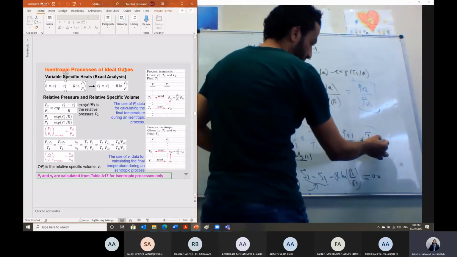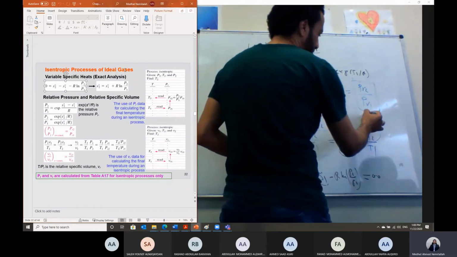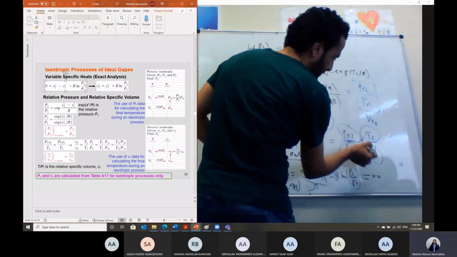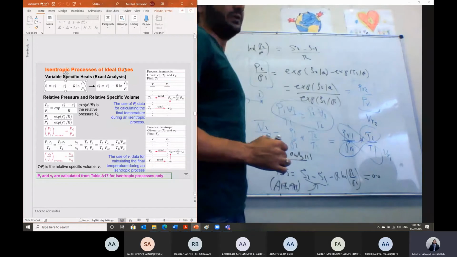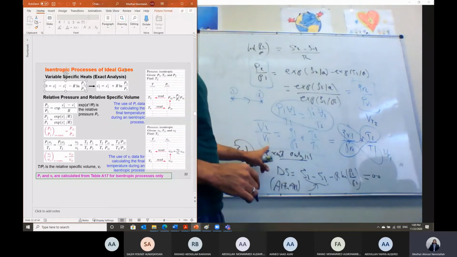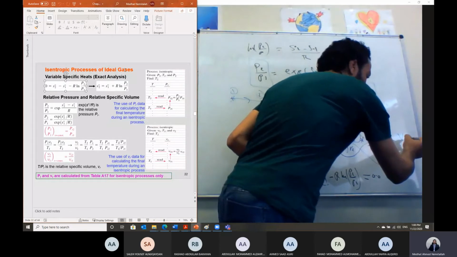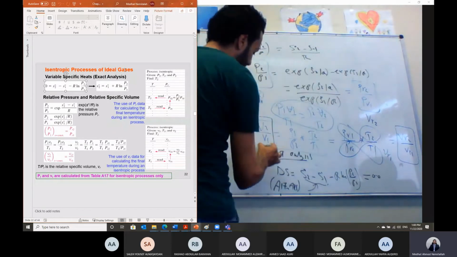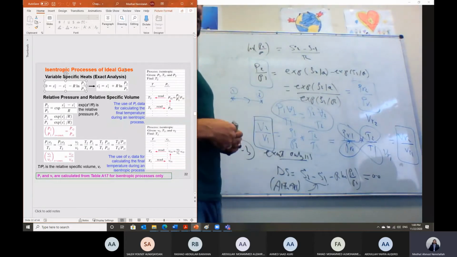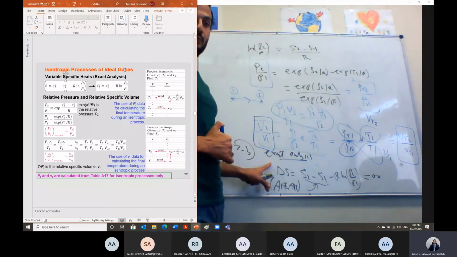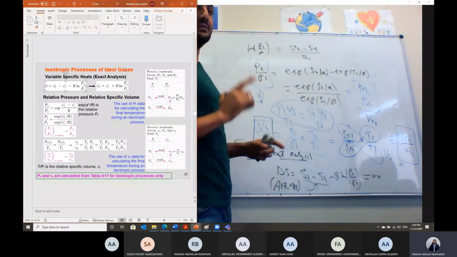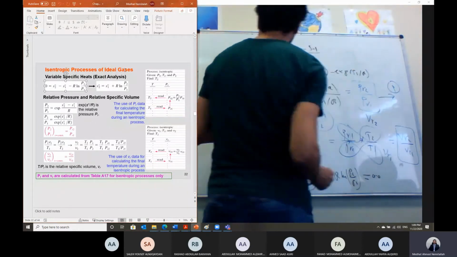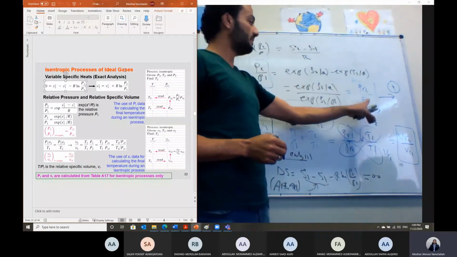We can call this ratio T2 over P relative 2 the V relative 2. And T1 divided by P relative 1, we can call it V relative 1. And based on this, we can say V2 over V1 for an ideal gas undergoing an isentropic process will equal V relative 2 divided by V relative 1. So if we have an ideal gas undergoing an isentropic process following the exact analysis, in this case we have two equations. The first one states that the ratio P2 over P1 is the same as P relative 2 over P relative 1.